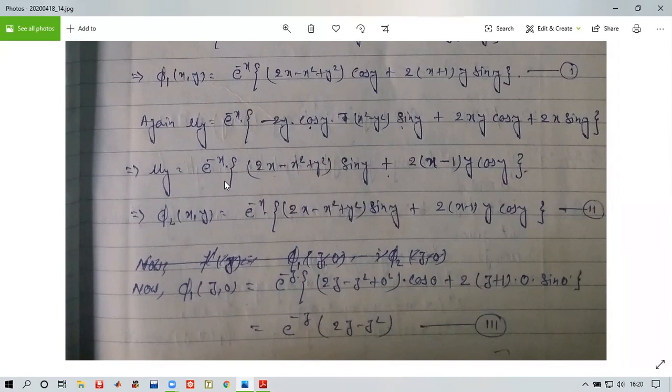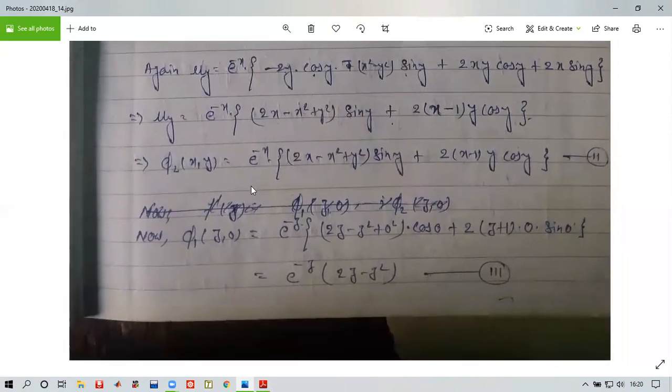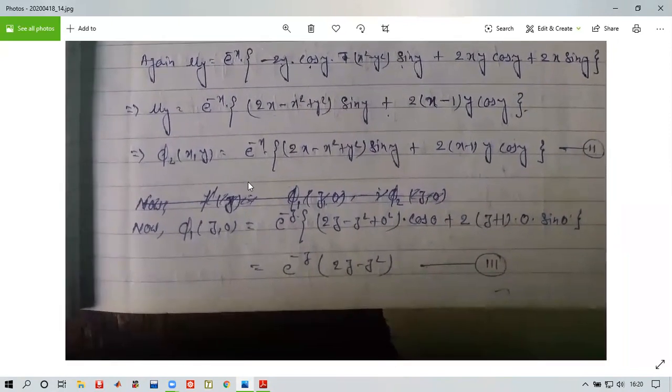Now we know by Milne's method that f prime z equals phi 1 z0 minus i phi 2 z0. With the help of this, we want to find the value of phi 1 z0.